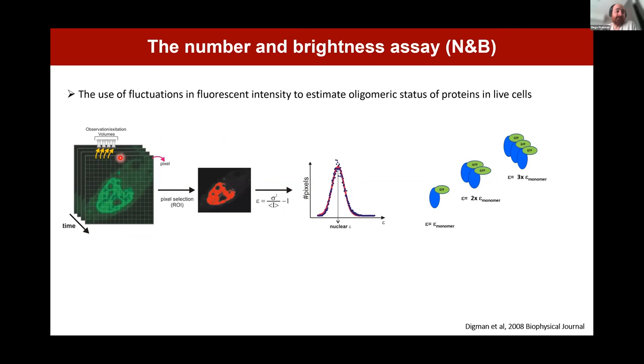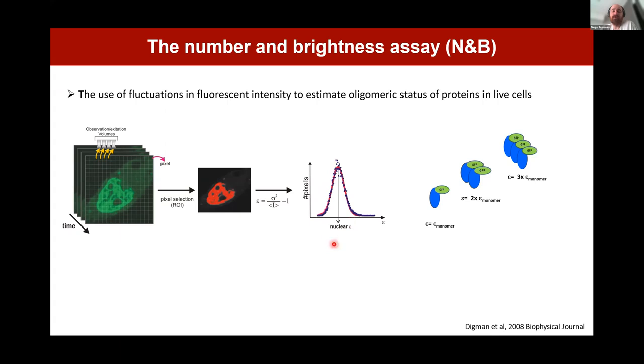So the implementation that we use for GR was to take images in a confocal microscope in the same way that you would do a RICS experiment. And then you select the pixels that correspond to the region of interest. In this case, it is whatever is going to happen inside the nucleus of the cell. Then for each pixel inside the nucleus, you can estimate the variance and intensities, and calculate the brightness.